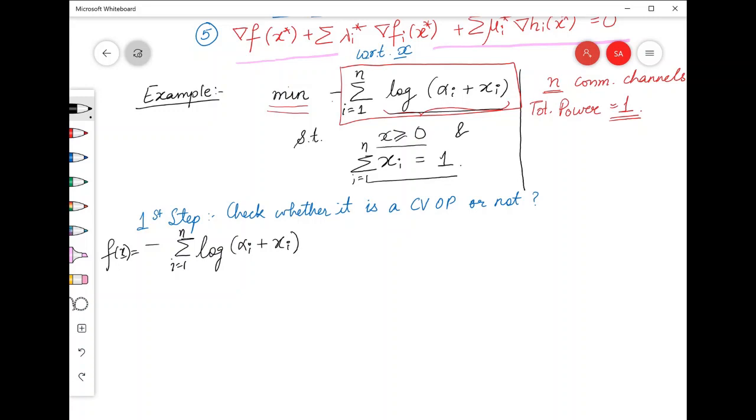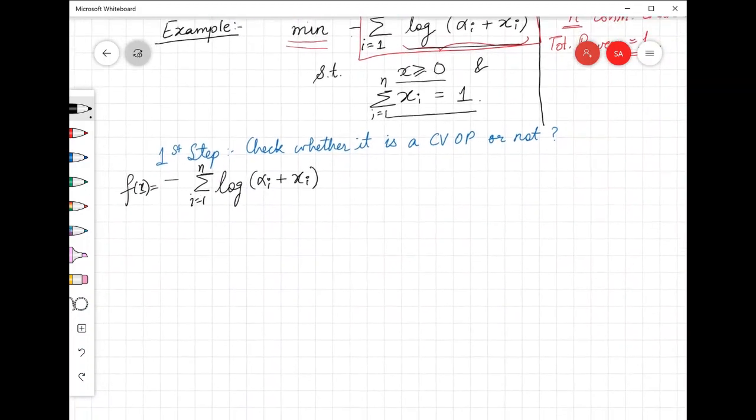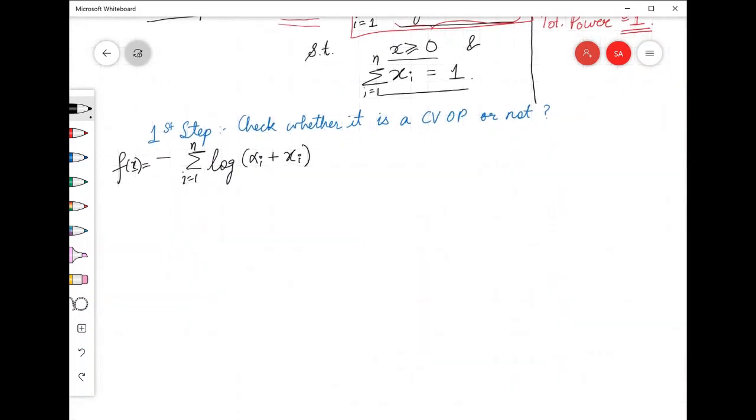Now, how am I going to check whether this is convex or not? I'm going to calculate the Hessian. x is a vector, so I need the Hessian of this. Let me find out the Hessian of f(x). Now you pause the video here and try to figure out the Hessian in your copies, and once you are done, you play the video again to see how I have calculated the Hessian.